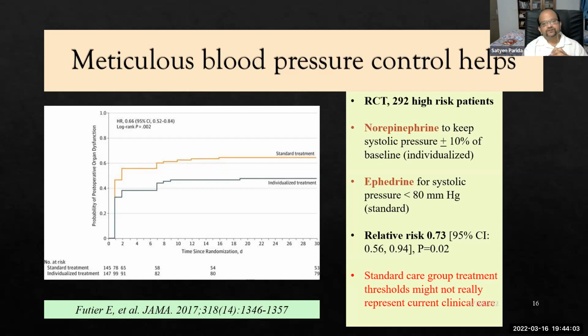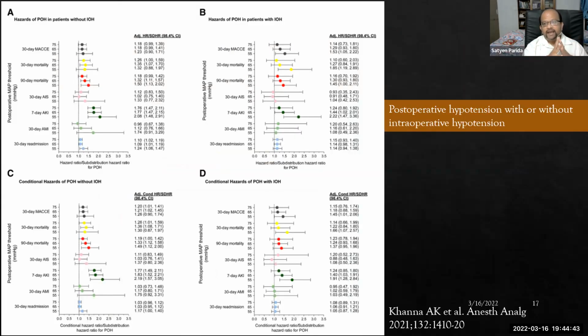And they were able to demonstrate in no uncertain terms that there was at least a 30% risk reduction with regard to postoperative organ injury when they used this kind of protocolized management of blood pressure using vasopressor infusions to keep it within very narrow ranges. Again, one cannot, however, help observing that the standard treatment group that Futier and his colleagues had defined is not really something that represents current clinical care. No one really waits for the blood pressure to drop below 80 millimeters of mercury systolic prior to treating these days. So I will end with this slide on postoperative hypertension.